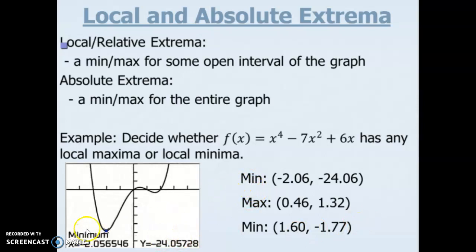The first minimum is the absolute lowest the graph goes, so it would qualify as an absolute minimum. Whereas for this little max in here and this little min, the graph goes above that maximum and below this minimum, so they would be considered relative maxes and mins, or local maxes and mins, because they are a maximum or a minimum for just that one chunk of the graph.